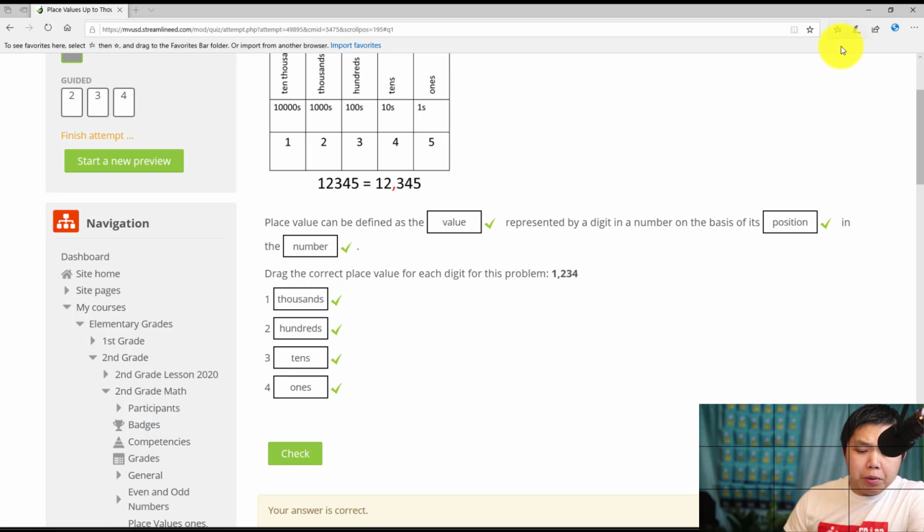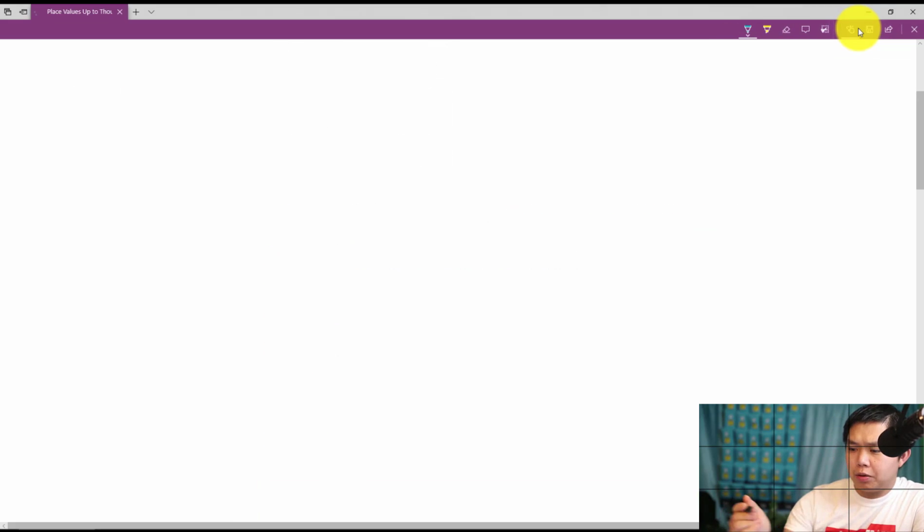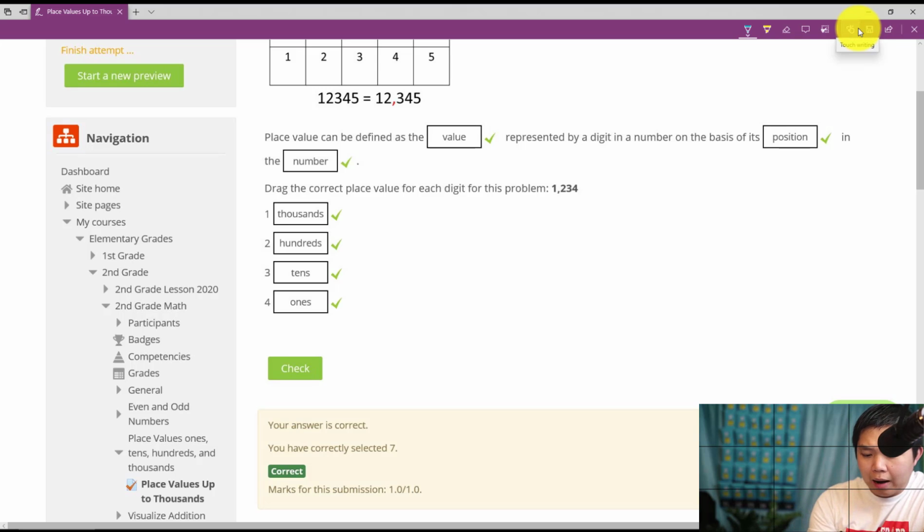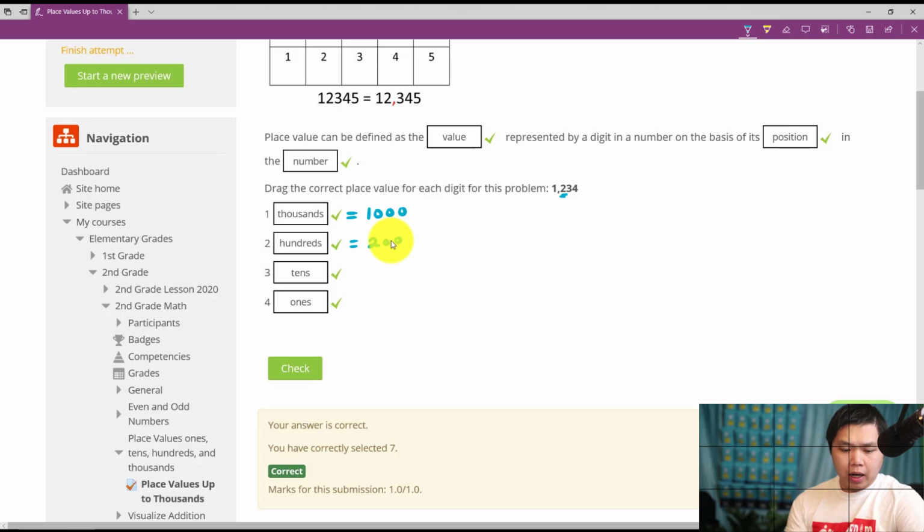So now you're able to identify the place values of each digit in a number. Let's try to understand what that really means. So let's illustrate this same problem. So here we have 1 as the place value of 1,000. This is basically equivalent to 1,000. Now for the digit 2 right there, that is at the hundreds. So that is actually 200. Okay. And what about the 3?